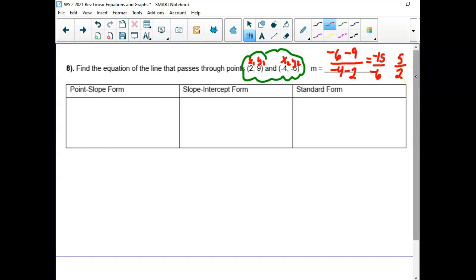Anybody get 5 halves? I can do it on the calculator. -15 divided by -6. Oh, math enter. I typed it wrong even. Forgot to turn my calculator on. It's always something with me. I got 5 halves. Okay, we're good. Slope is 5 halves.